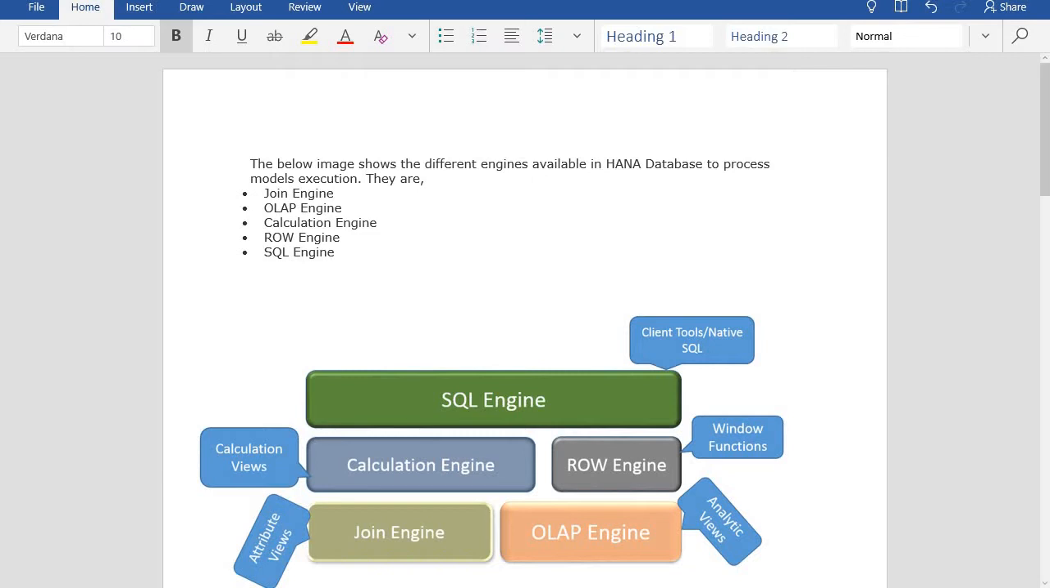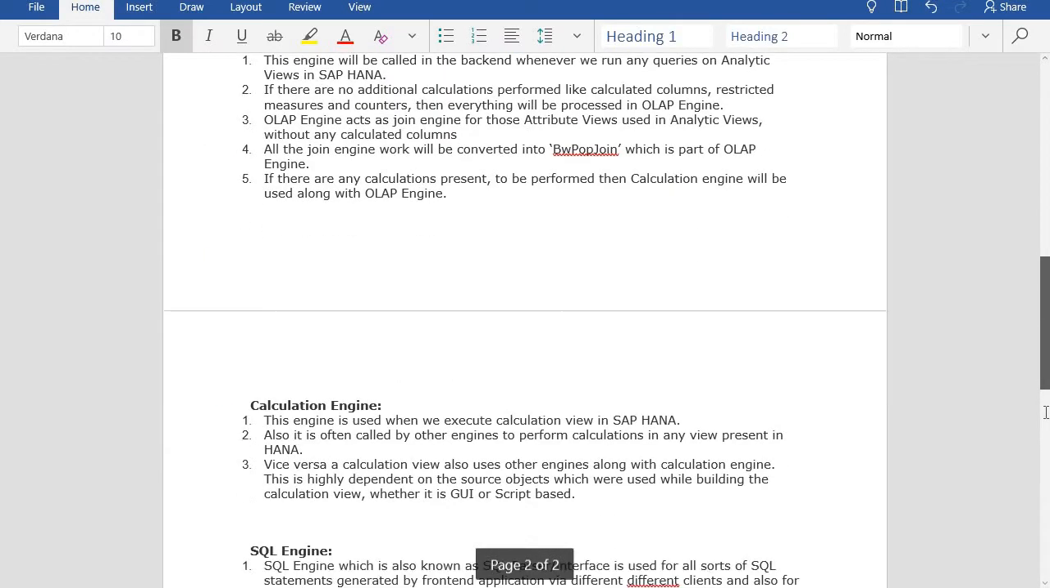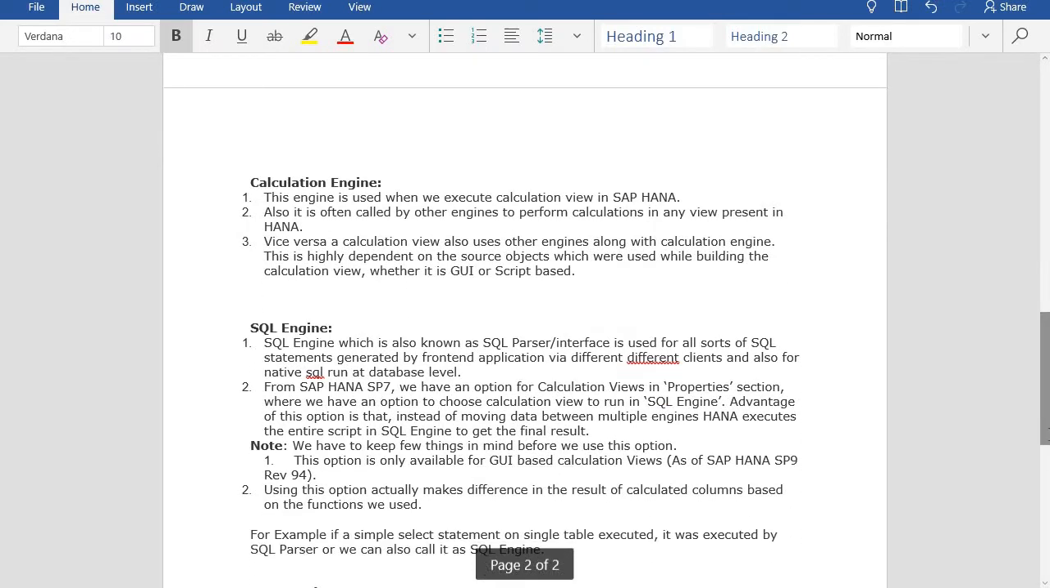So from SP9, I think, SAP has introduced an option in the properties section of the calculation view to choose to run the calculation view in SQL engine. The advantage of that option is that instead of moving data between multiple engines, HANA executes the entire script in SQL engine to produce the final result.